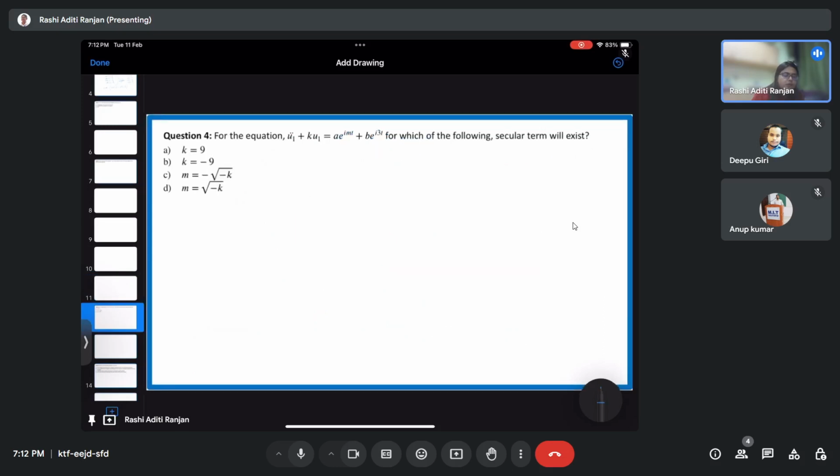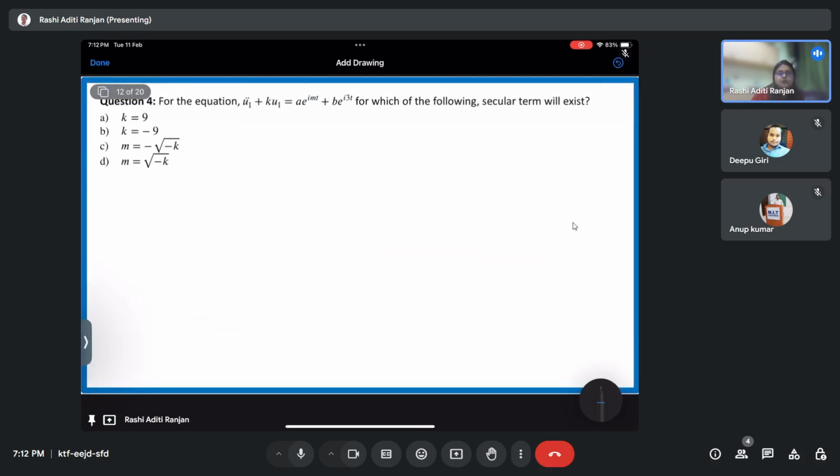Okay, let us now come to question number 4, which introduces the concept of secular term. When we are solving a differential equation, we try to make the secular term equal to 0. Okay, why do we do this? I will try to explain you with this example. See, I have a differential equation of this form. Okay, this is my differential equation.